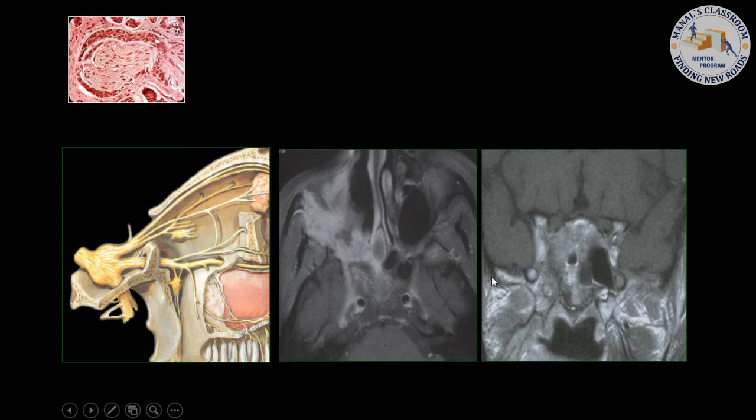It's a V2, but what about the V2 on the right compared to the left? What do we think this is here? This is perineural spread of tumor. So this is tumor growing along V2. So if we have tumor spreading along V2, any ideas of what type of tumor this could be?